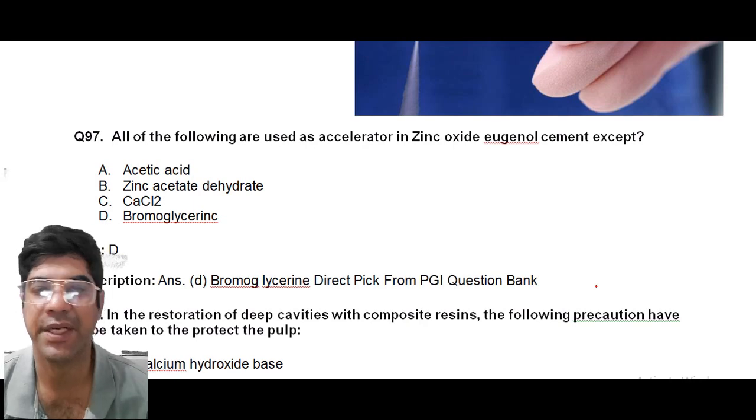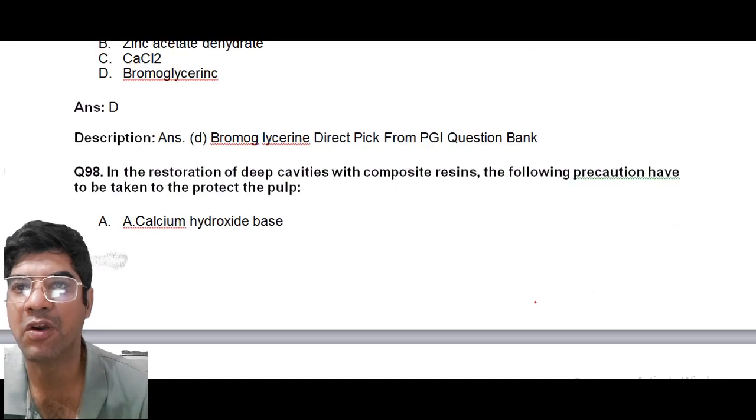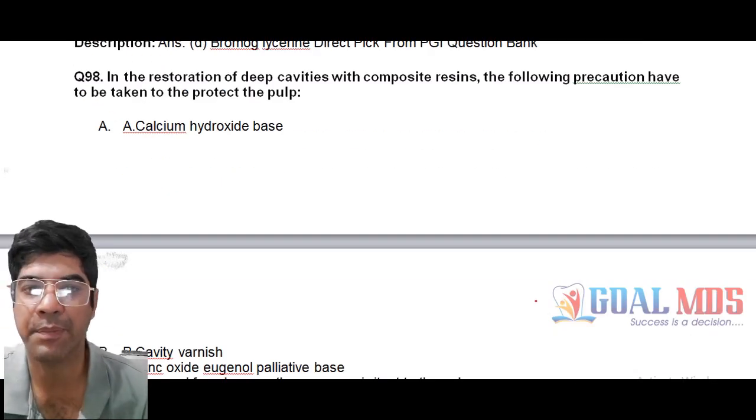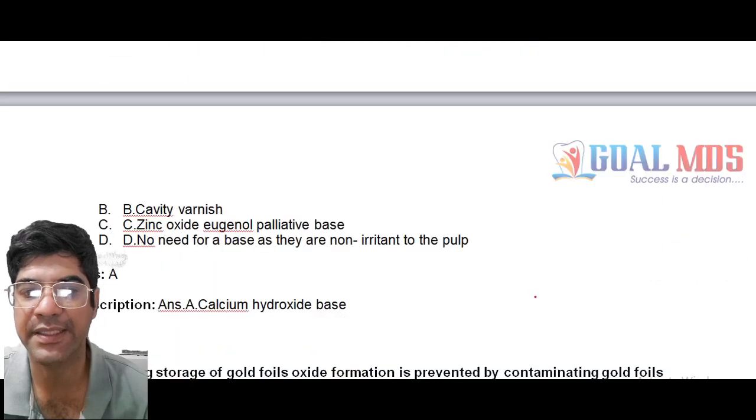In the restoration of a deep cavity with composite resin, the following precautions have been taken to protect the pulp. The calcium hydroxide base, which acts as a protective liner between the composite resin restoration and the pulp, helps to prevent irritation and promote pulp health.